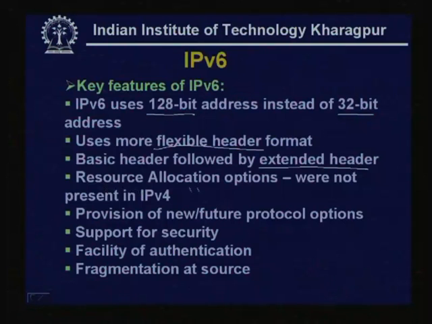It performs resource allocation options which were not provided in IP version 4. There is provision for new or future protocol options, and it supports security, with a facility for authentication. In this case, the fragmentation is done at the source instead of performing non-transparent fragmentation. So, these are the key features of IP version 6.